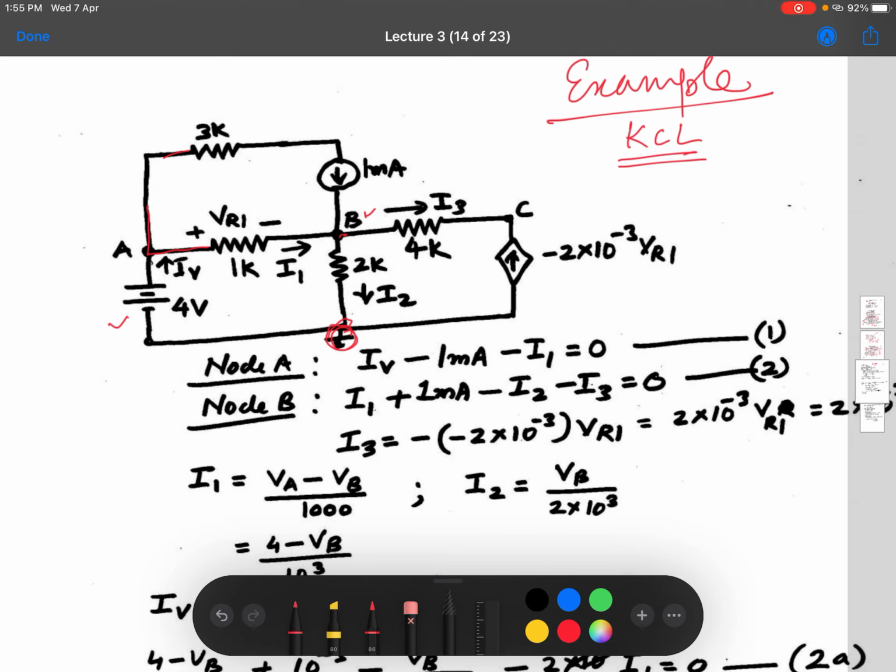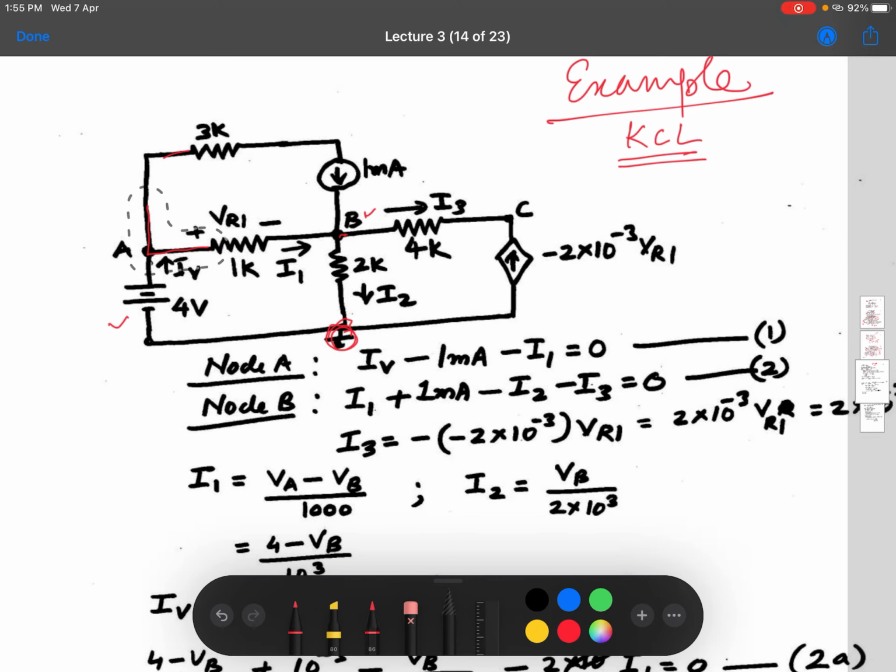Now let us see how to write those equations. The interesting thing over here is that there is a dependent source, so this problem also helps you in visualizing how to handle dependent sources. I have already marked the currents. At node B, the currents are I3 going out, 1 ampere coming in, and I1 coming into the node.